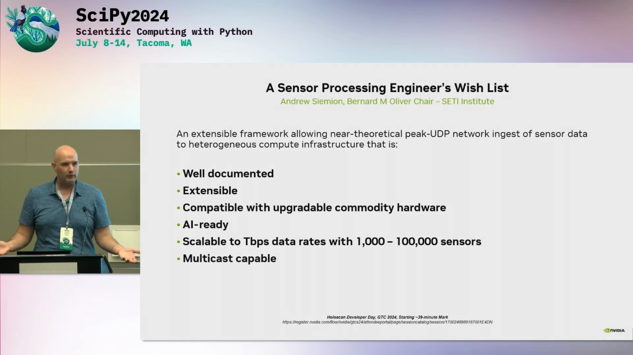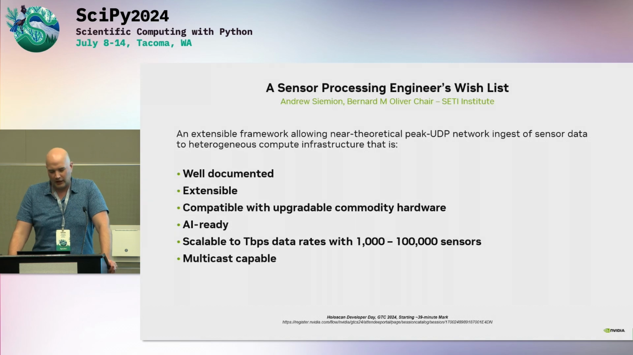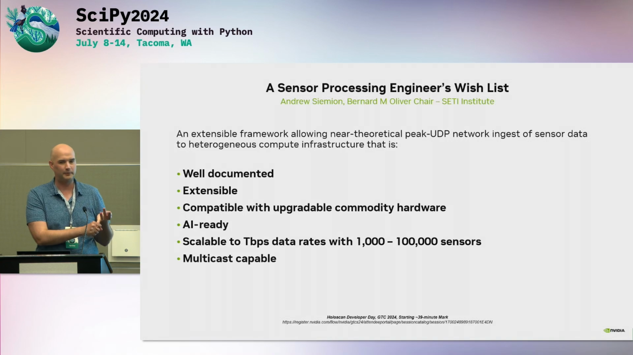So fundamentally, what do we want and what do we need to build? I asked Luigi's boss, Andrew Siemion, who's the Bernard Oliver Chair at the SETI Institute and is active in Breakthrough Listen as well, what's a good sensor processing framework? Like if you're building these things, what do you want? And the answer is you want fundamentally an SDK that can deliver near peak bandwidth for UDP packets that is well documented, extensible, upgradable, AI ready, in case we don't have a trained AI model to find the specific phenomenology that we're interested in. And I think most importantly, scalable up to hundreds of thousands of sensors.